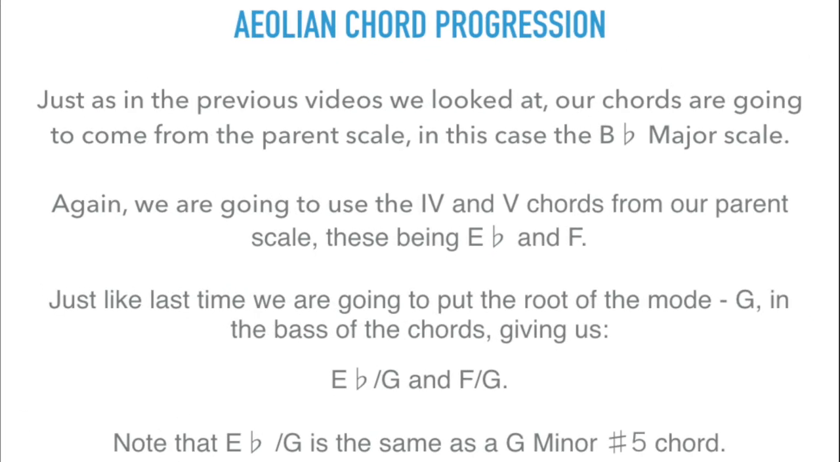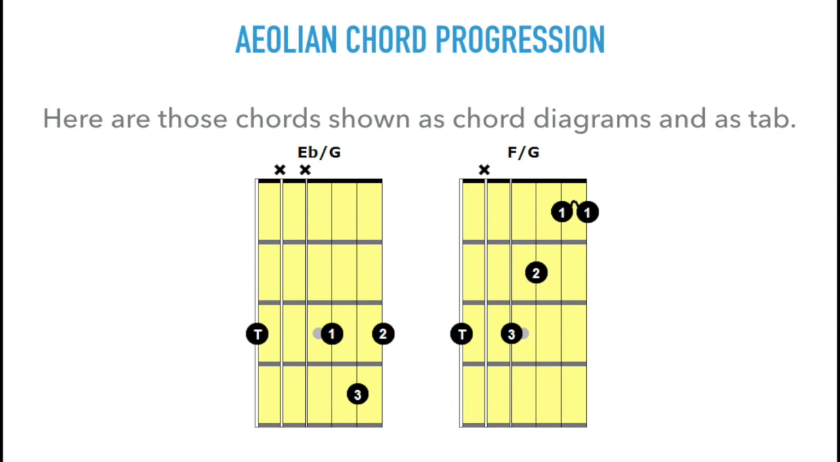Just like the previous videos we looked at, our chords are going to come from the parent scale, in this case B-flat major. Again, we're going to use the 4 and the 5 chords from our parent scale, these being E-flat and F. And just like before, we're going to put the root of the mode, G, in the bass of the chords, giving us E-flat over G and F over G. It's also worth noting that E-flat over G is the same as a G minor sharp 5 chord. And here are those chords shown as a chord diagram and as tab.